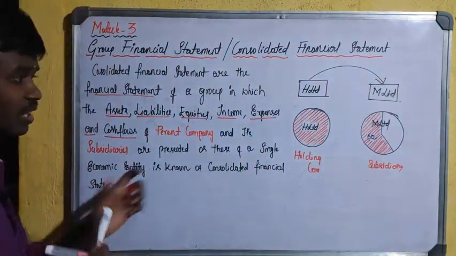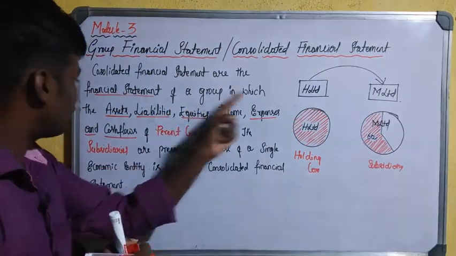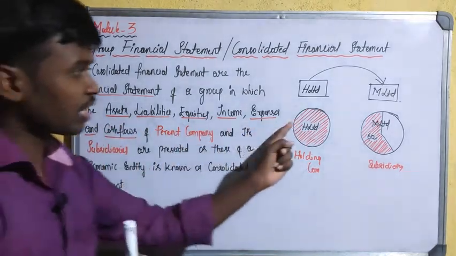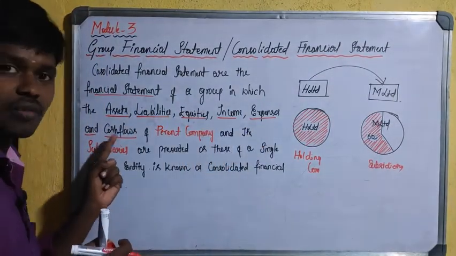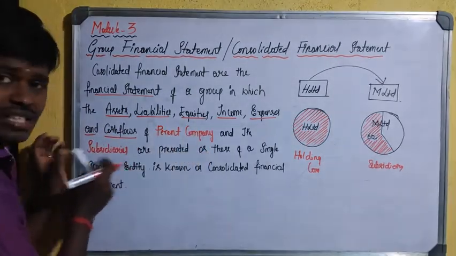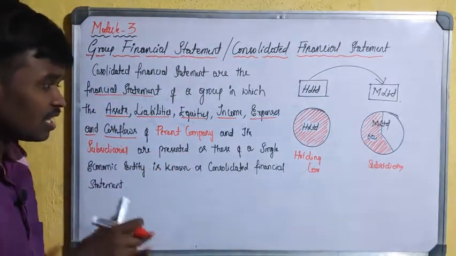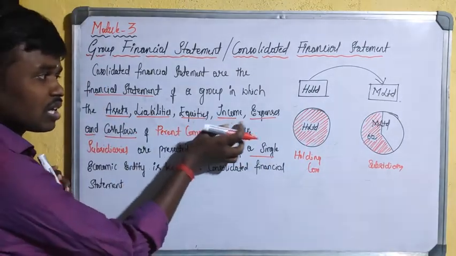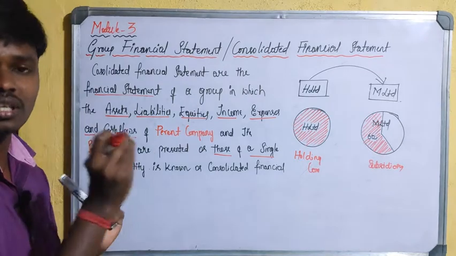Okay, see the consolidated meaning. Consolidated financial statement is the financial statement of a group in which the various assets, liabilities, equities, incomes and expenses and cash flows are presented. So in both the companies there will be assets, liabilities, equities, incomes and expenses and various cash inflows and cash outflows. So the two companies are one parent company and another one is the subsidiary company. So this consolidated financial statement presents the various items such as assets, liabilities, equities, incomes and expenses in a single financial statement. So that is called the consolidated financial statement.